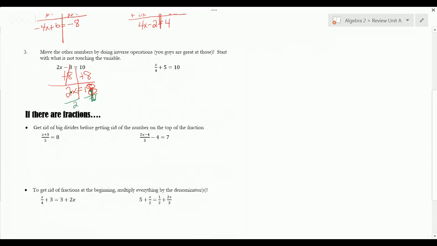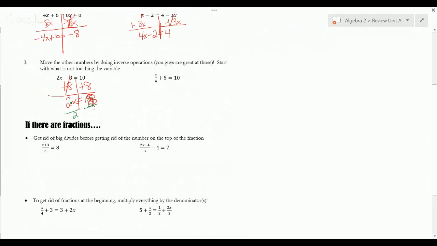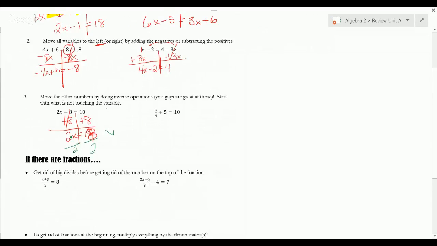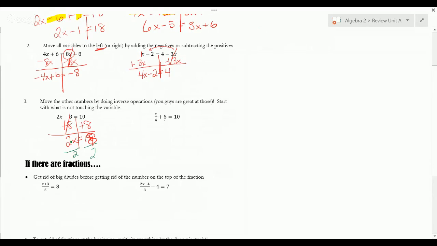My screen keeps moving. Let's try that again. Divide by 2, and divide by 2. And so I get x is 9. I've got new technology, so I'm struggling with it right now.